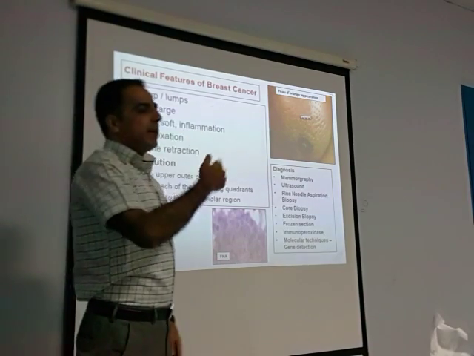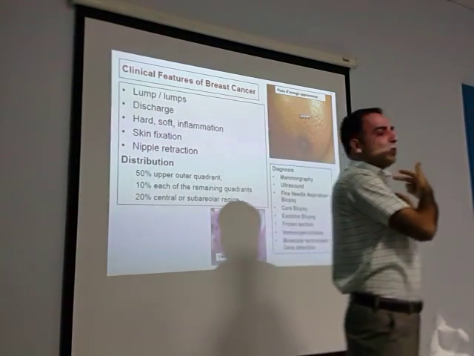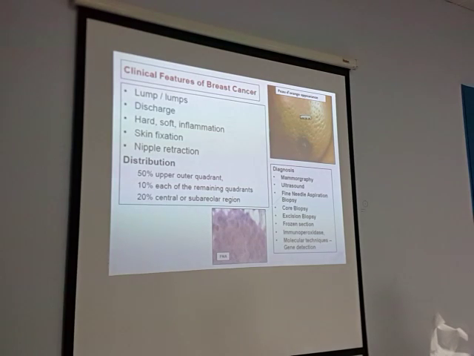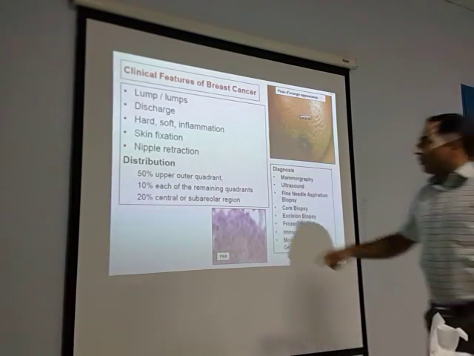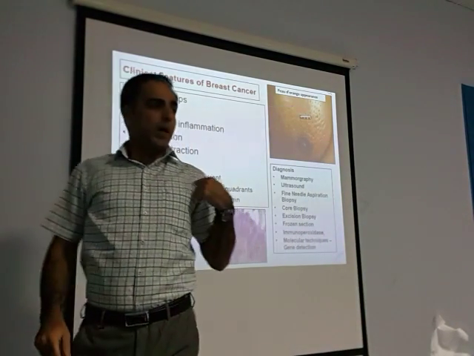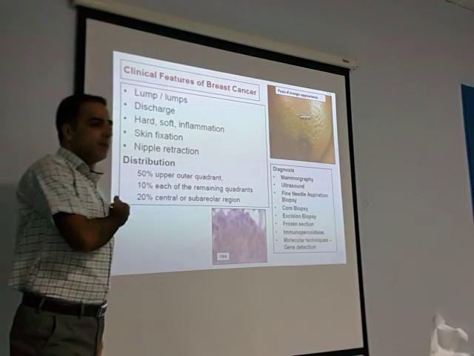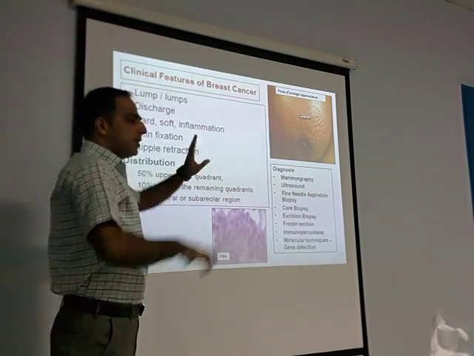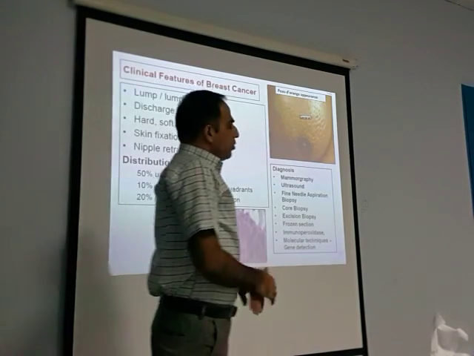Distribution: you divide the breast into 4 quadrants. The upper outer quadrant is the most common site, 50% of the cases. The rest of the quadrants account for 10%, and the subareolar region 20%. So 50% is the upper outer quadrant, and 20% is the subareolar region. The rest 10% you distribute.